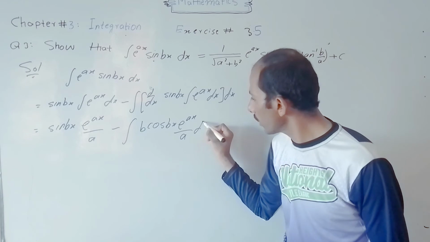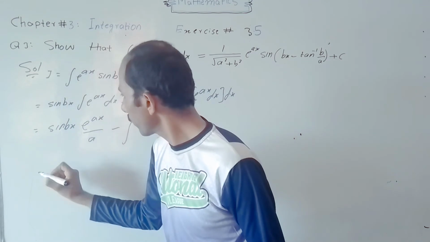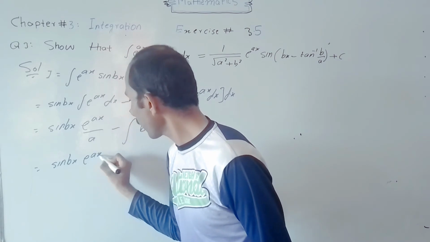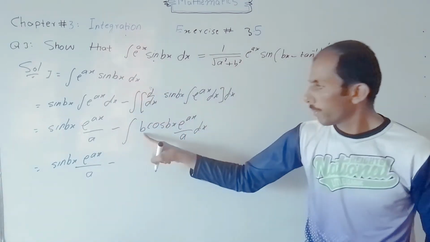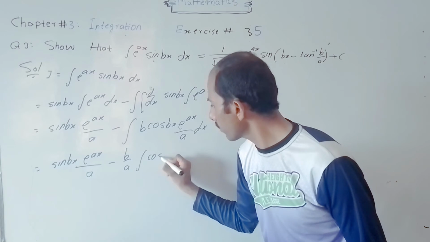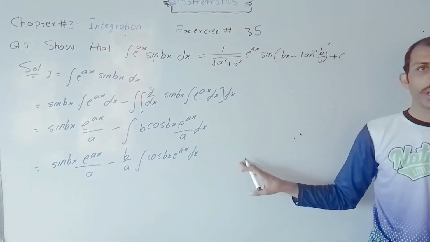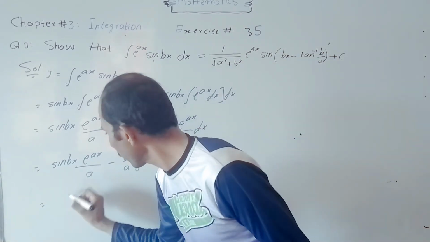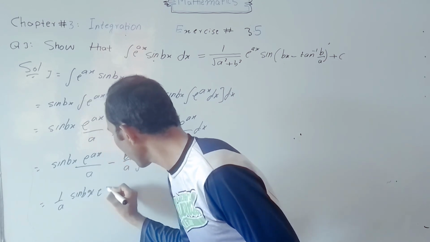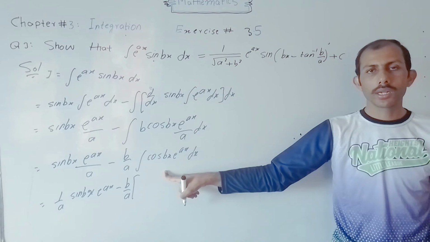by a into dx, which is equal to, so first I is equal to sine bx e power ax divided by a minus b divided by a integral cos bx e power ax into dx, which is equal to 1 divided by a first sine bx e power ax minus b divided by a, again using integration by parts.